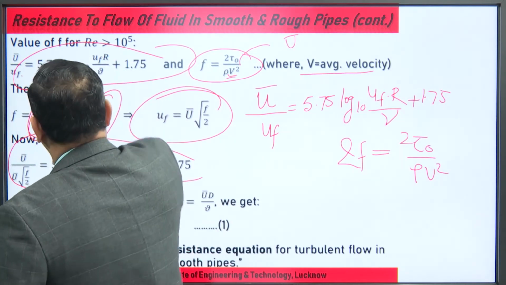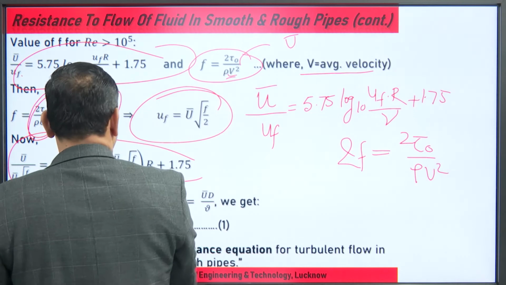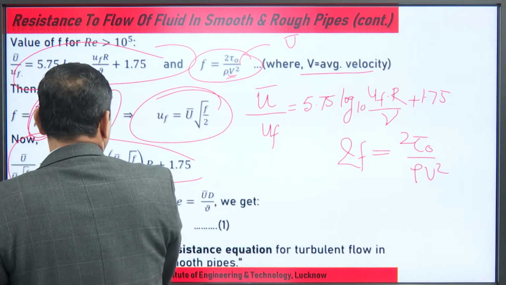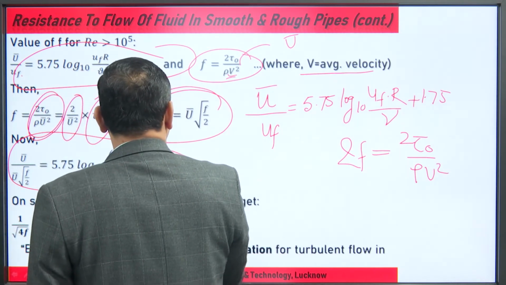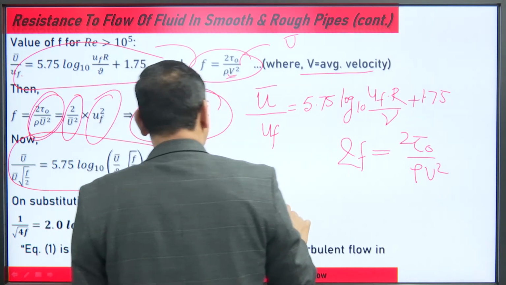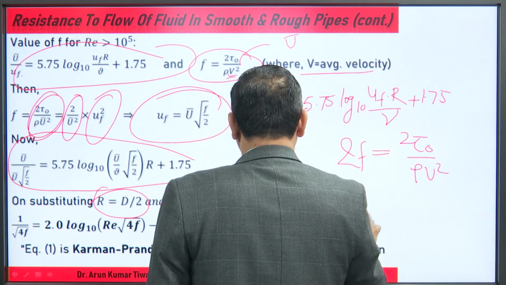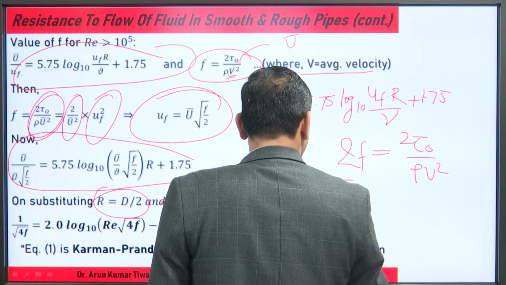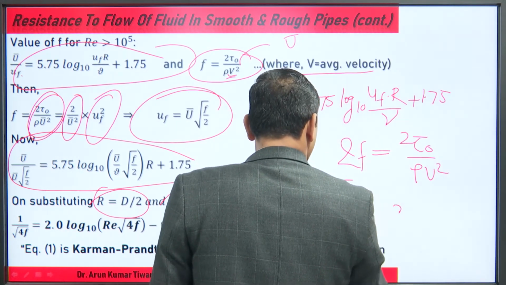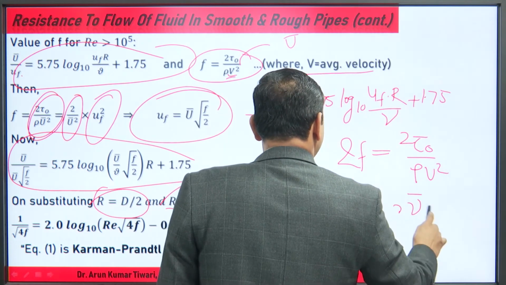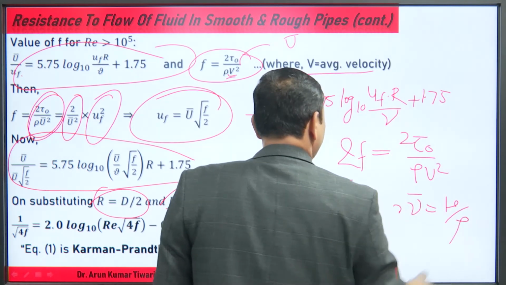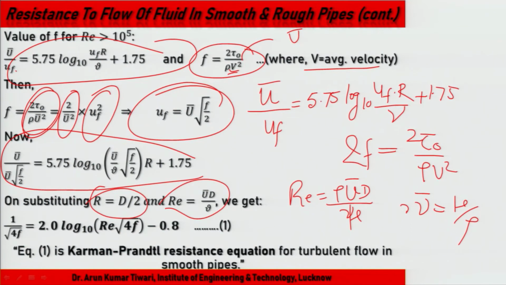Equating this, in place of this we can write this substituted. What is the R? R is the diameter by 2. And what is the Reynolds number? In terms of the kinematic viscosity, Reynolds number is equal to rho V d upon mu, which is V d upon nu. And what is the nu? Kinematic viscosity is mu upon rho, this is the nu.